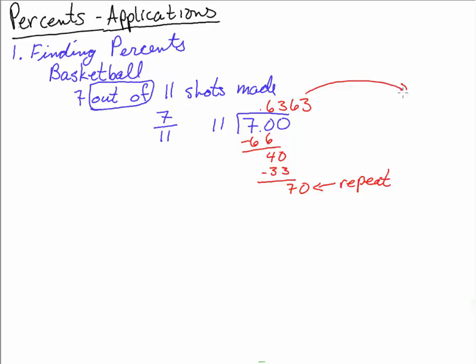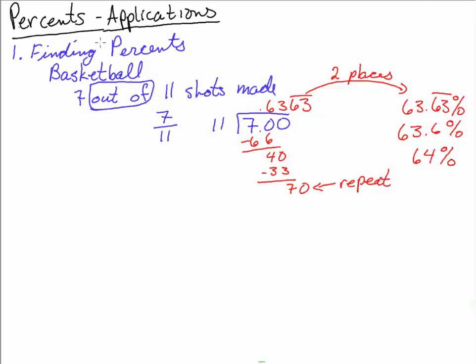Now, when we change that to a percent, we do the division, make it a decimal, move it 2 decimal places, and that turns it into a percent. So we've got this thing repeating, and moving it 2 decimal places, we're now going to have 63.63%. Your teacher may expect that sort of precision, or you might be able to round it, like 63.6%, or even to the nearest percent. This guy shoots about 64%. Depending on the instructions your teacher has, you might do any of those answers.